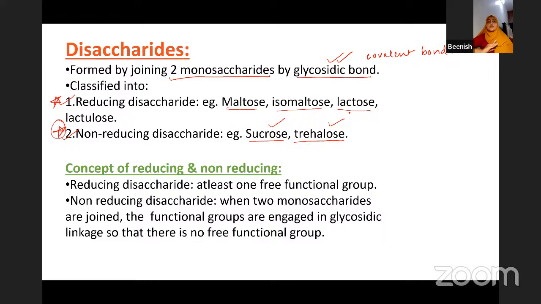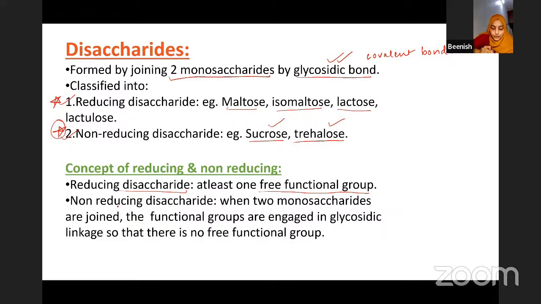Now, what is the concept? What do you mean by reducing and non-reducing disaccharides? In reducing disaccharides, there is at least one free functional group. When there is one free functional group, it is able to get involved in other reactions, and therefore it is what is known as a reducing disaccharide. So reducing disaccharides have at least one free functional group.